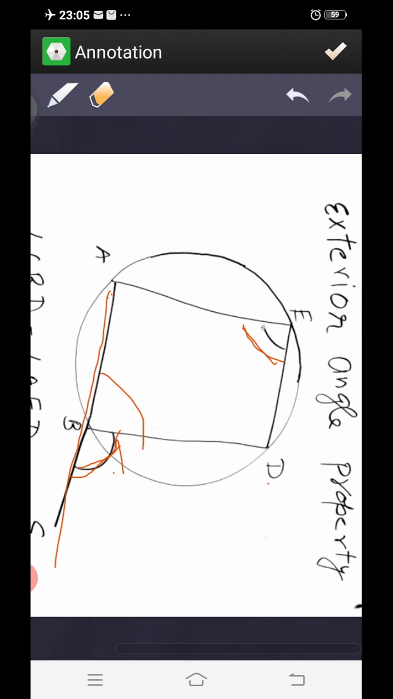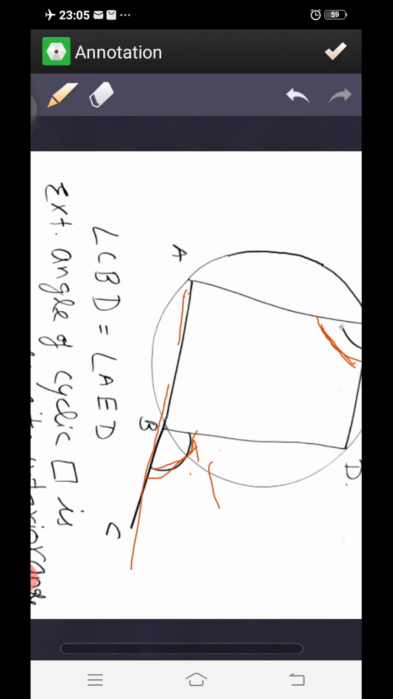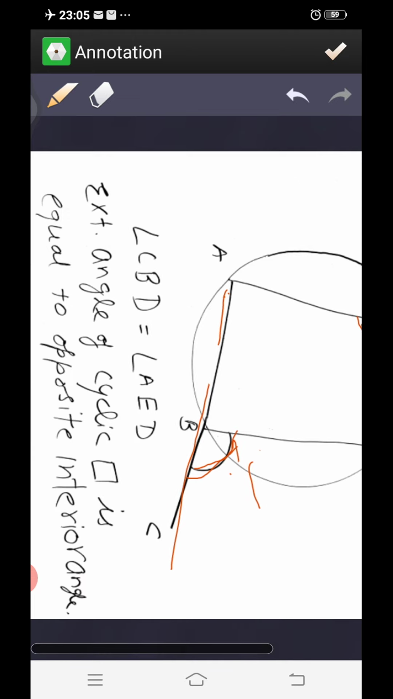So this exterior angle will be equal to the opposite interior angle. This is our exterior angle property of cyclic quadrilateral. Exterior angle of cyclic quadrilateral is equal to the opposite interior angle.